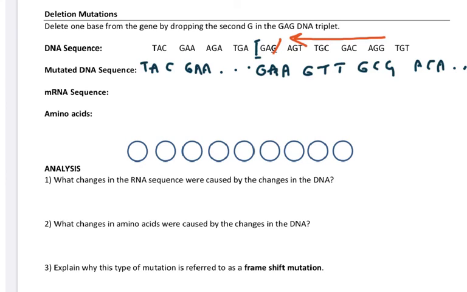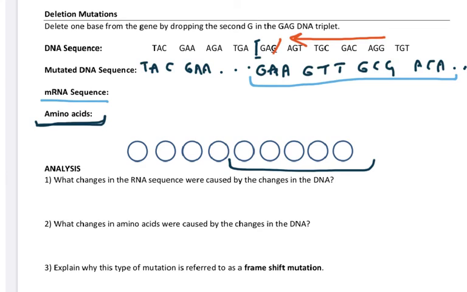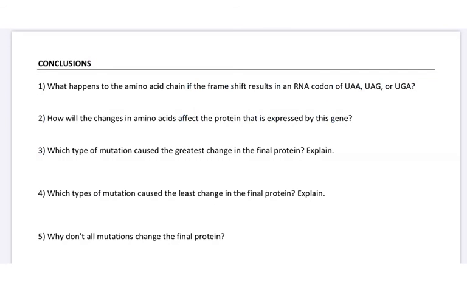Then you will transcribe those nucleotide triplets on the DNA strand into your mRNA sequence. You should notice a change in mRNA codons after that deletion. And then you should see a change in the amino acids that those codons code for. In other words, really pay attention to what's happening towards the end of your polypeptide. And then again, answer the analysis questions. Take some time to answer each of the 5 conclusion questions.